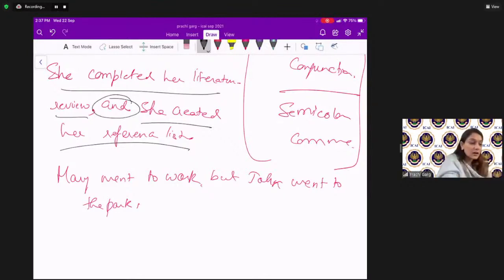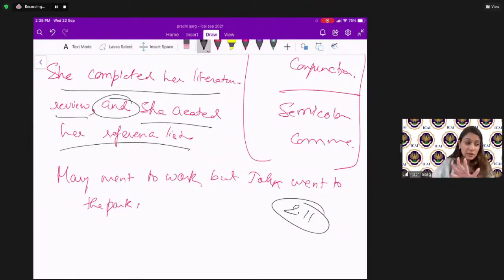Coordinating conjunctions are those conjunctions that connect nouns, verbs, modifiers, and independent clauses, right? The words like for, and, nor, or, but, yet, and so. The list of coordinating conjunctions is given on your page number 2.11, and there are also correlative conjunctions that work in pairs, something like either or, neither nor. So these are the correlative conjunctions, the conjunctions that come together in one sentence.